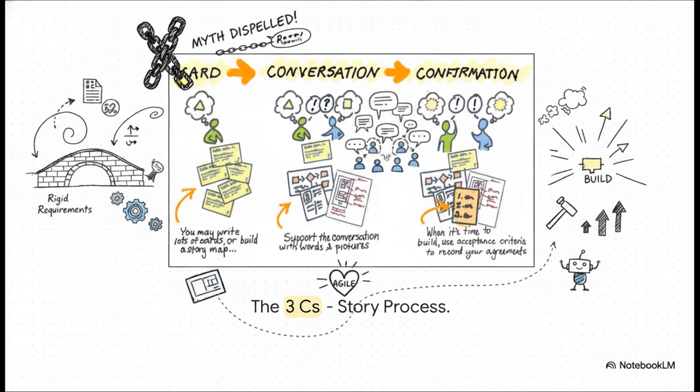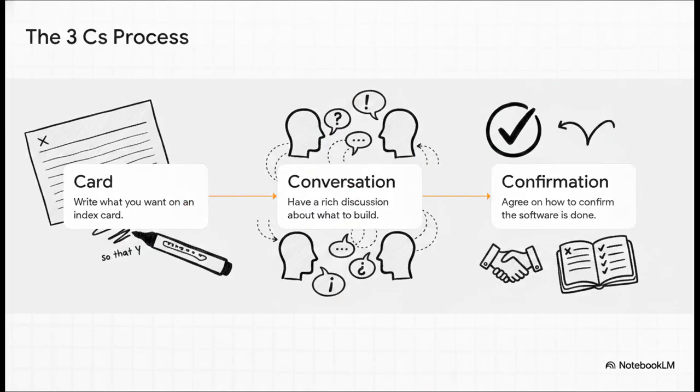It introduces us to the 3 Cs process, which honestly is the beating heart of how successful Agile teams bring requirements to life. Let's drill down into each of these steps in order. The really crucial thing to grasp here is that this process has 3 distinct phases. First up is the card. This is where you actually write the user story down.